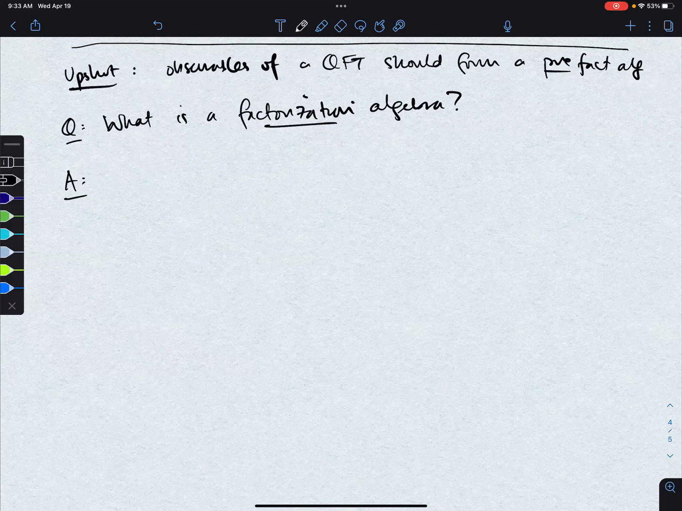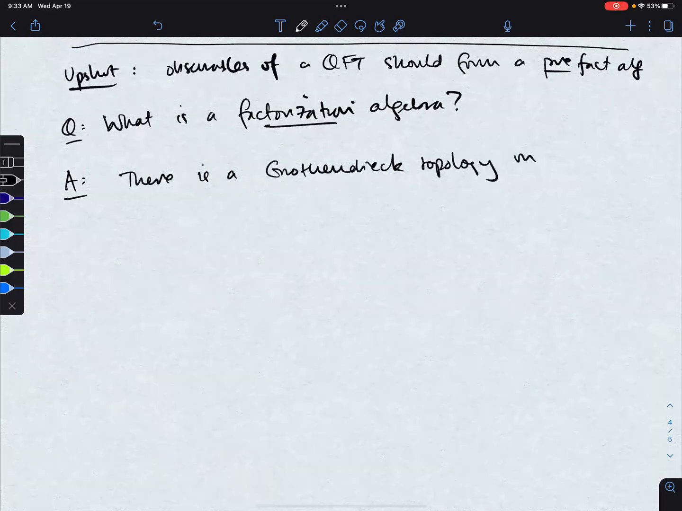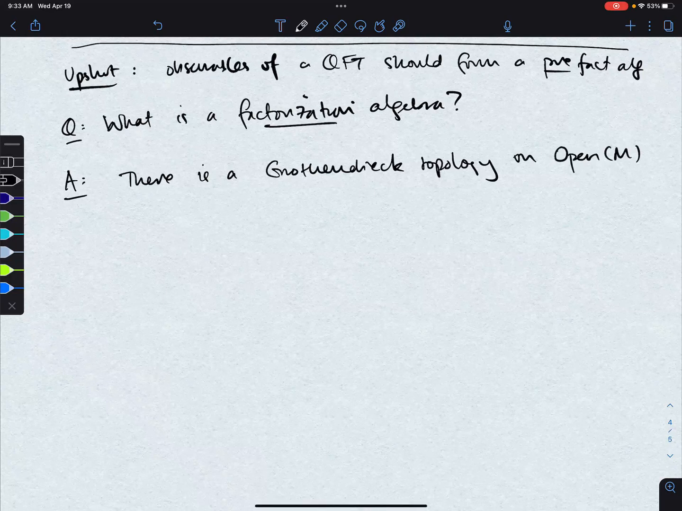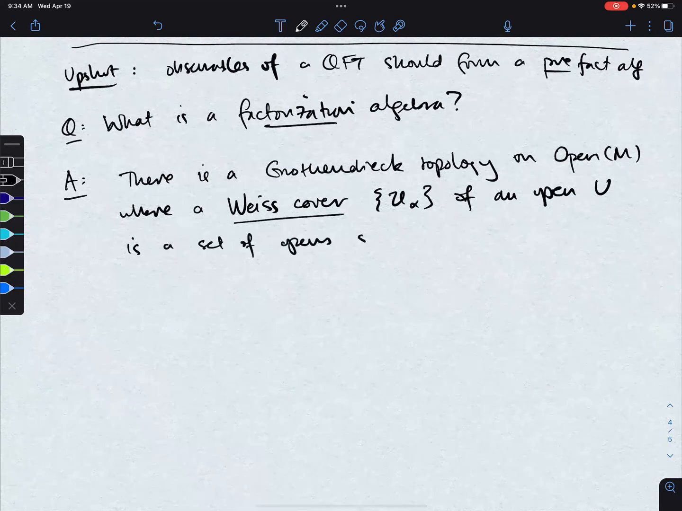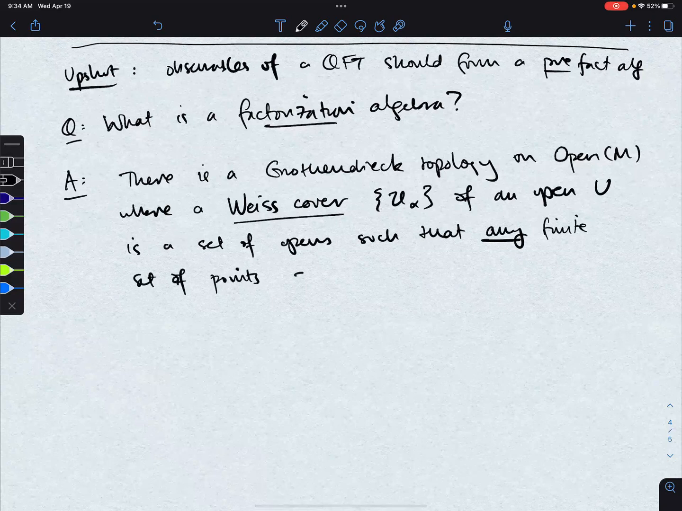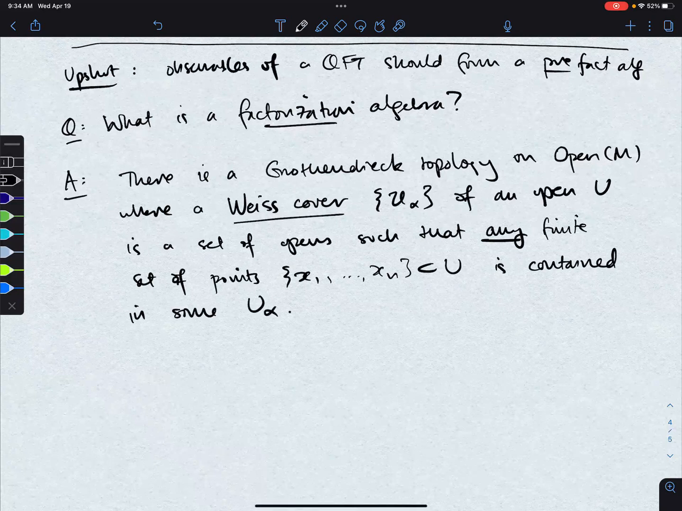So there is a Grothendieck topology on the collection of opens in a manifold M, where the crucial notion is the notion of a cover in this setting. We call it a Weiss cover, after Michael Weiss, who came up with this notion. A Weiss cover U alpha of an open set U is a set of opens such that any finite set of points contained in U is contained in some U alpha.